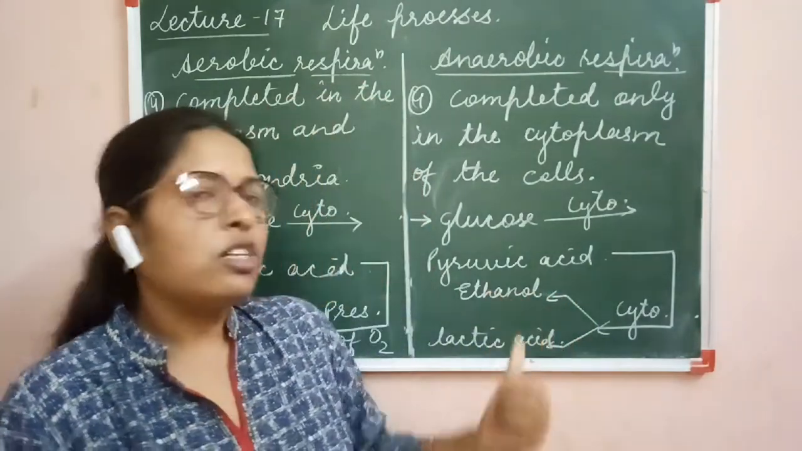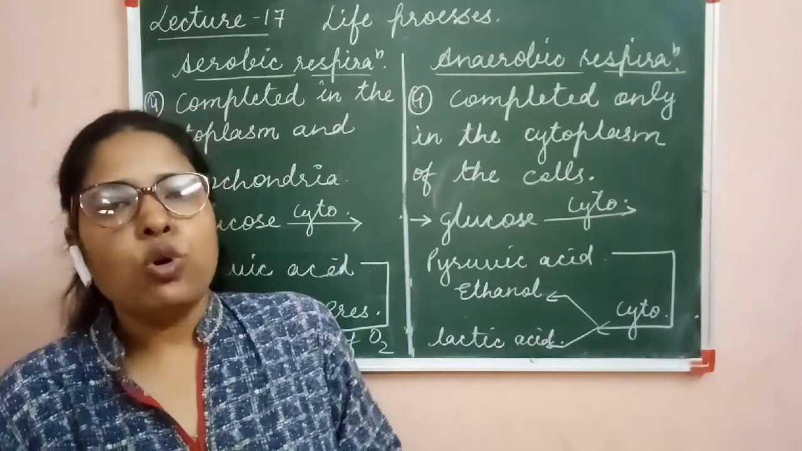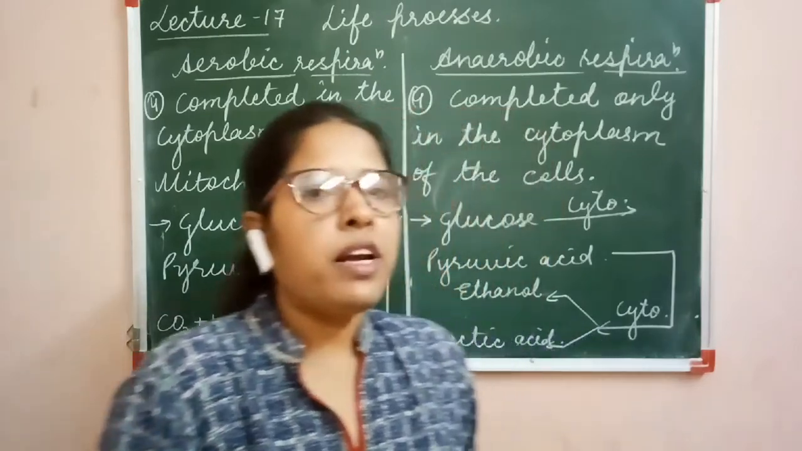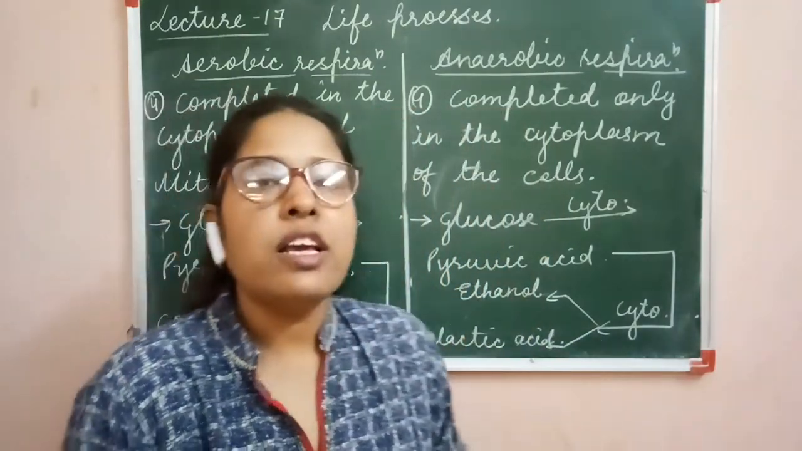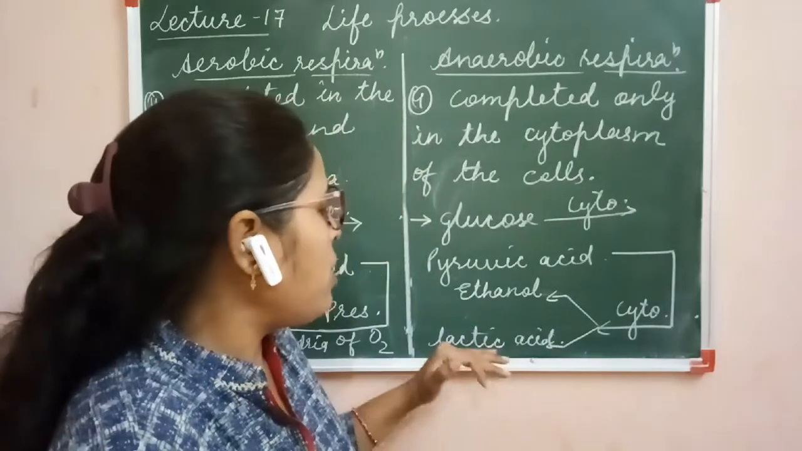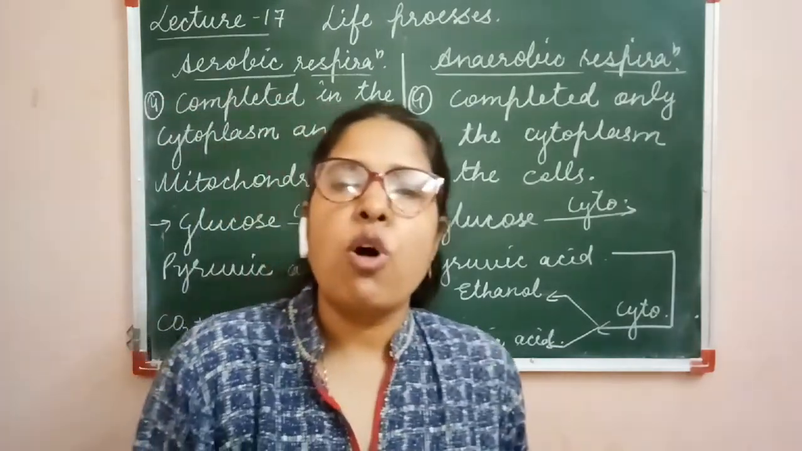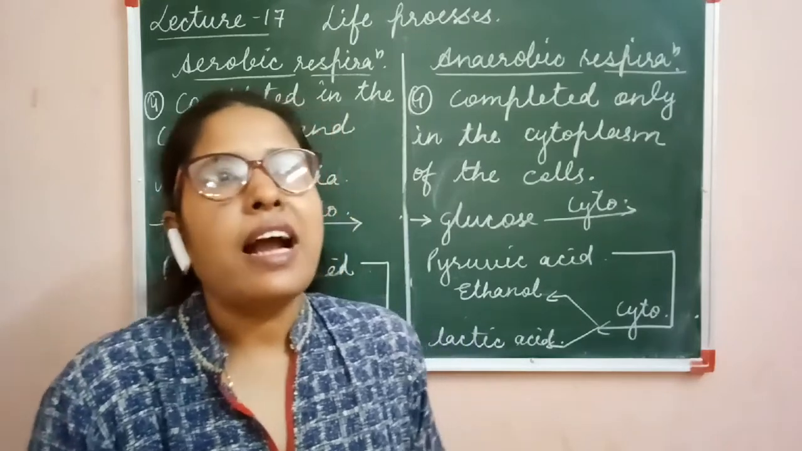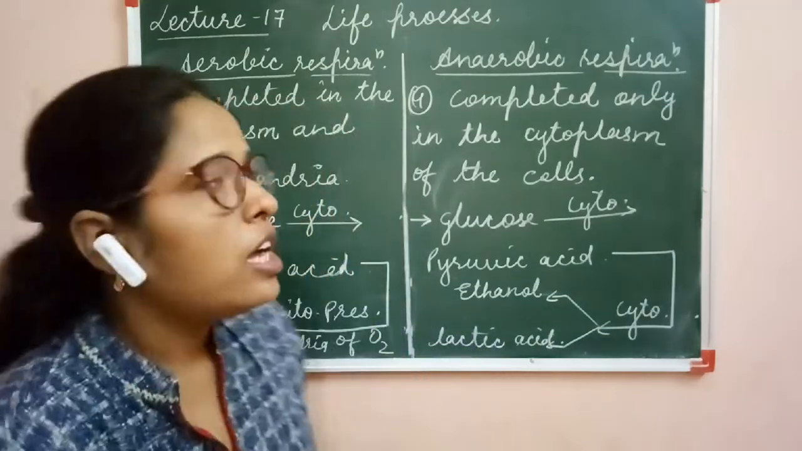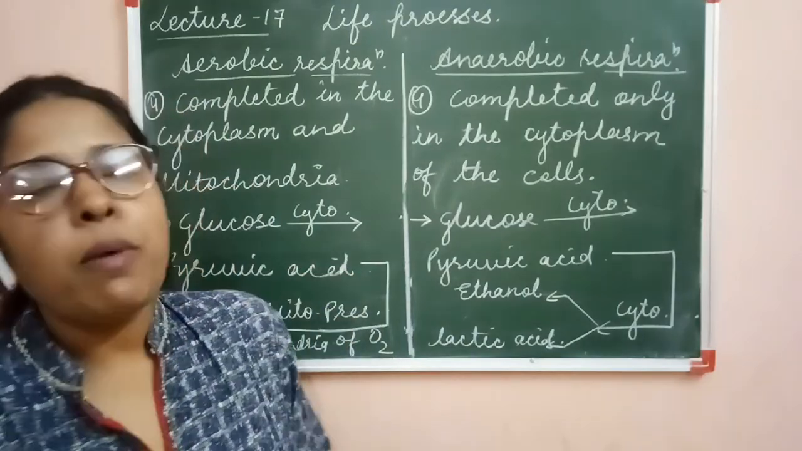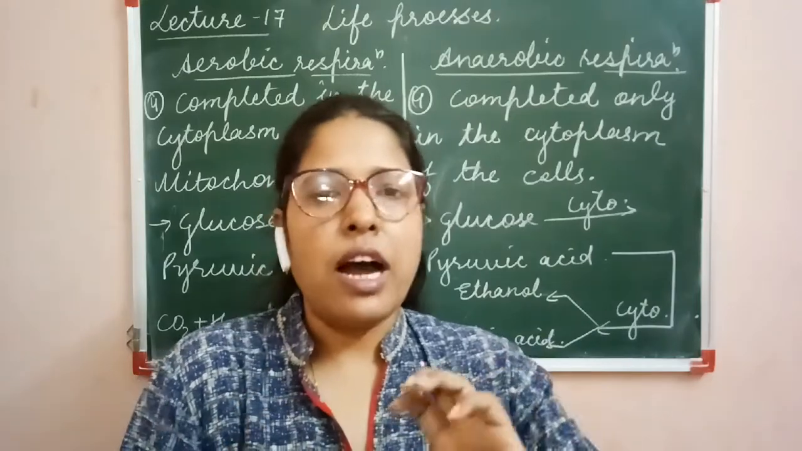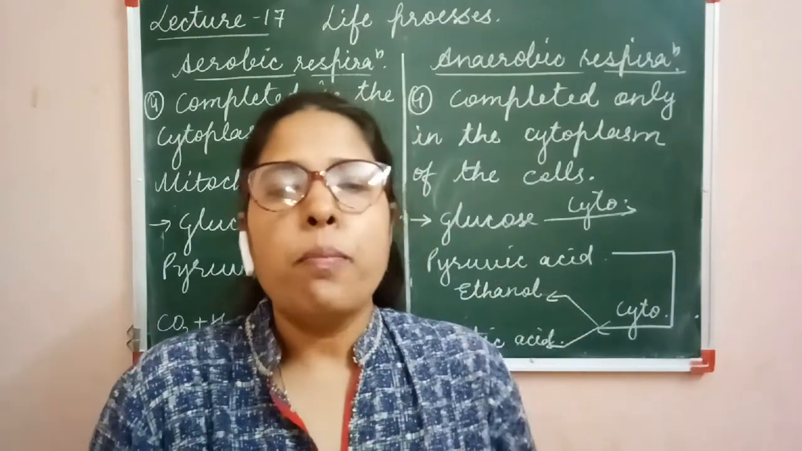This process is called fermentation. There are two types of fermentation. The process in which ethanol is formed is called alcoholic fermentation, and the process in which lactic acid is formed is called lactic acid fermentation. Clear? So these are all the differences between aerobic and anaerobic respiration. Now I will revise all the points.